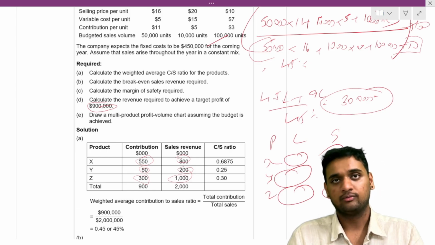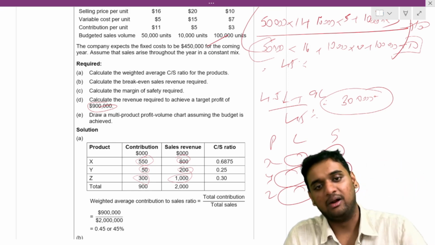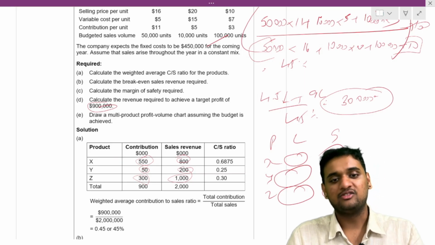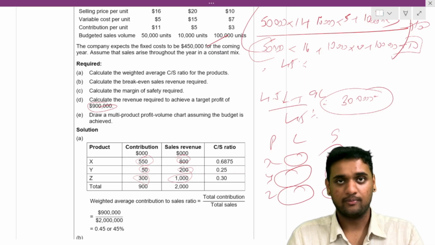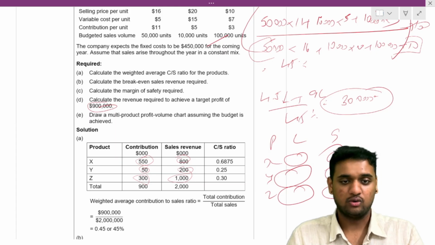Okay, first this is what we have to write, and then they ask for a multi-product PV chart in the question. Which product has the highest CS ratio? X. Which product has the second highest CS ratio? Which product has the lowest CS ratio? Fine. We will go very slowly.